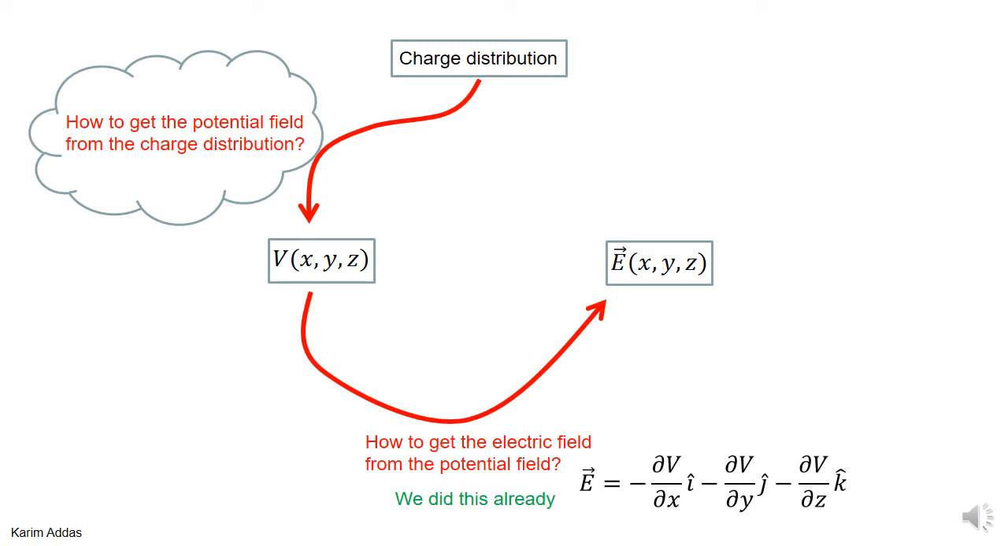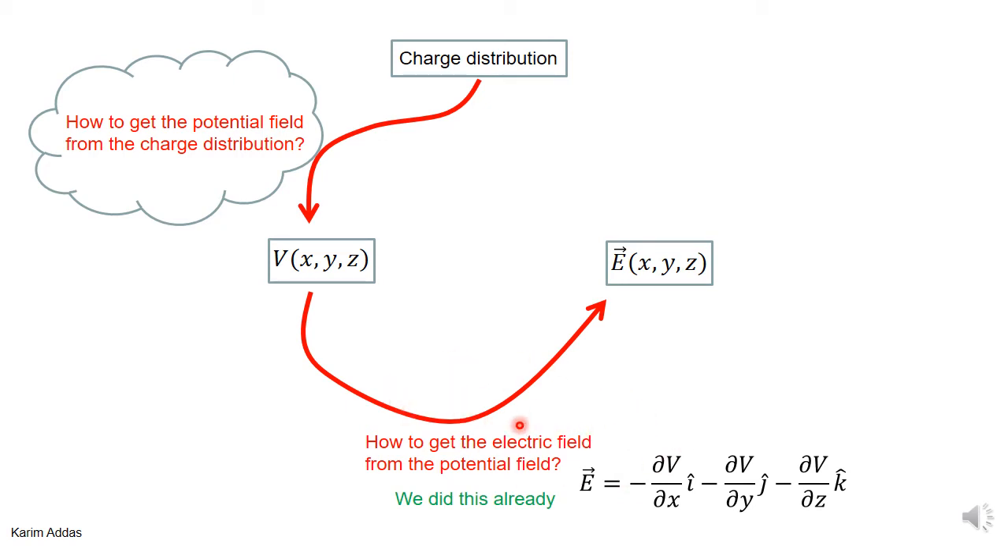We already did this part. We showed, if you know the potential at every point in space, how can you get the electric field? It's actually a definition. We defined the electric field to be obtained from the potential this way. This is something we did in detail, and you should have solved many examples and problems related to this.